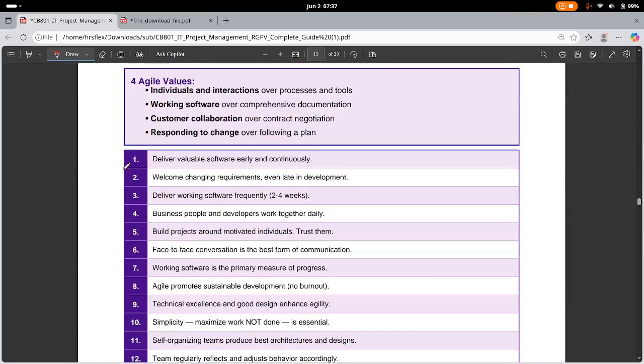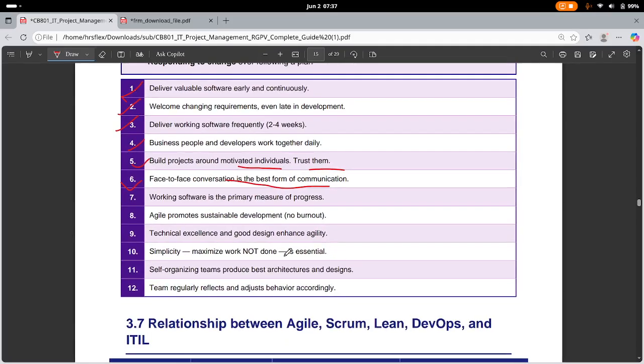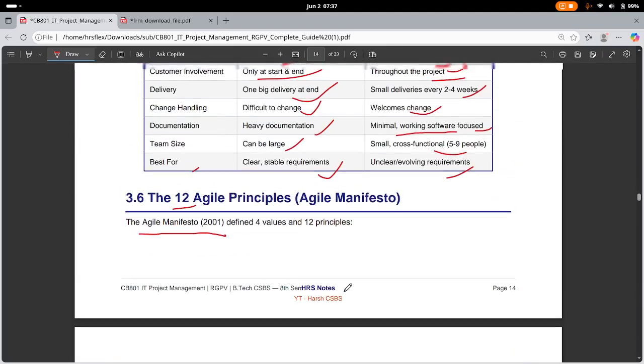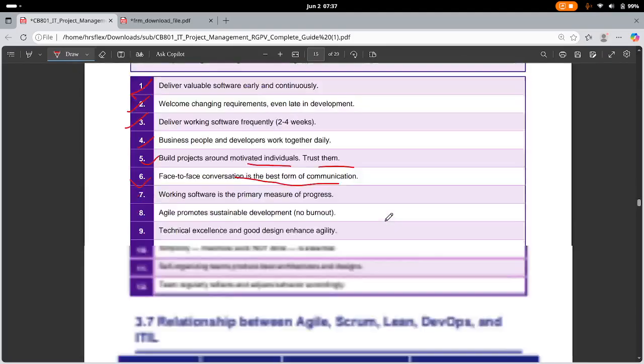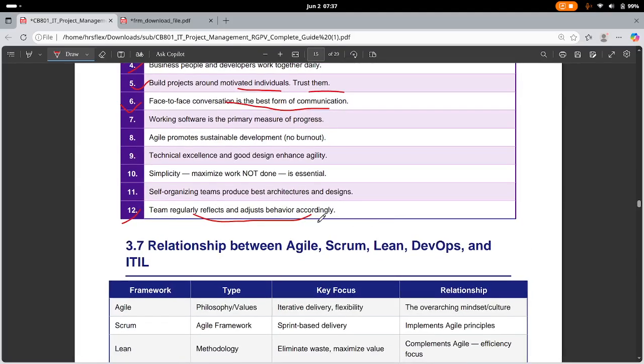Deliver value of the software early and continuously, welcome changes, deliver working software quickly or frequently, business people and developers work together daily, build projects around motivated individuals and trust them, face-to-face conversation is the best form of communication. Team regularly reflects and adjusts behavior accordingly. So these are the 4 values and 12 principles of Agile.